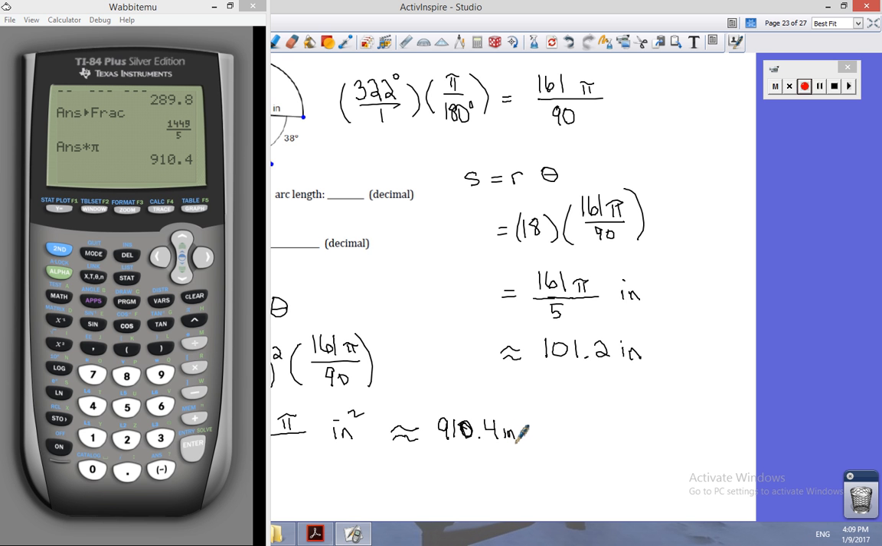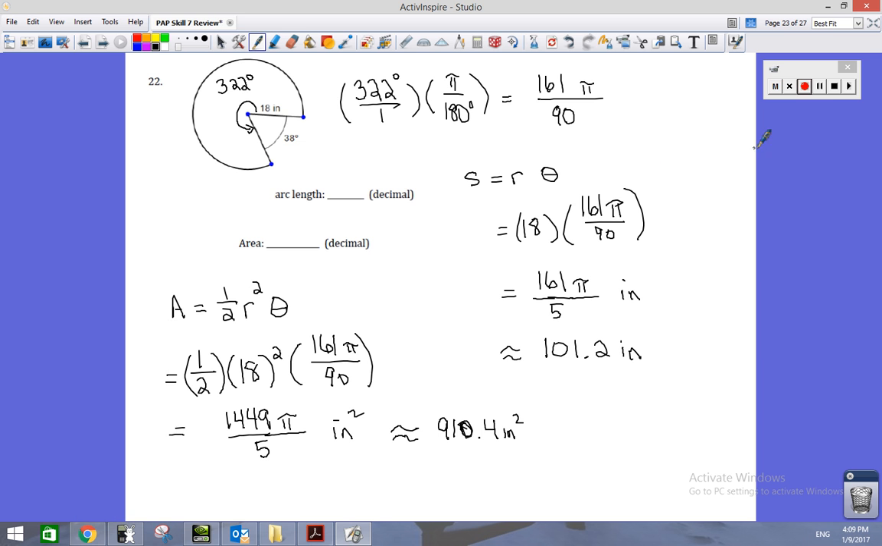Square inches. Alright, so I hope that helps, and I'll talk to you later.